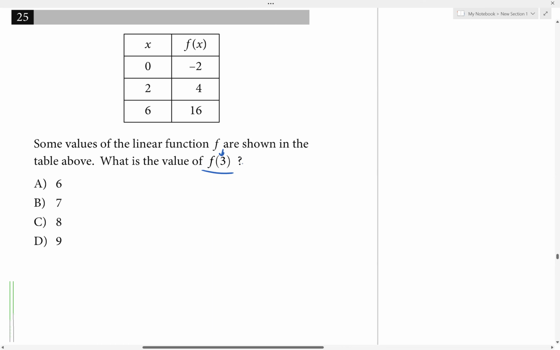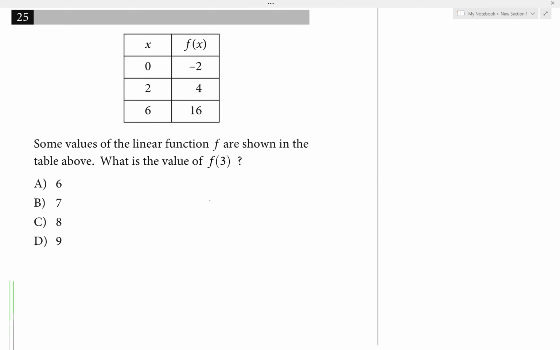So pretty much we want to figure out, if we plug in 3 into the equation, what do we get for the y value? So you go to the table, we don't have a point at 3. Okay, so we can't just look at the table and tell directly. But what we could do here is try to come up with an equation for this linear function.